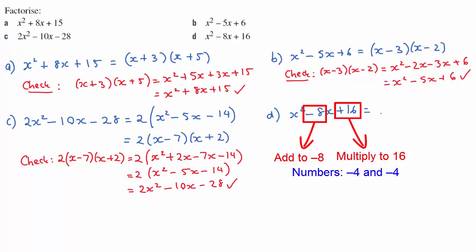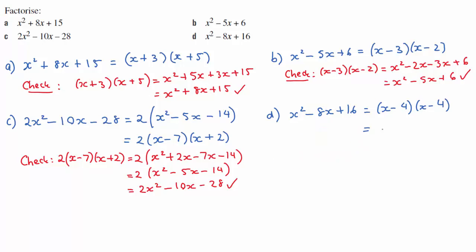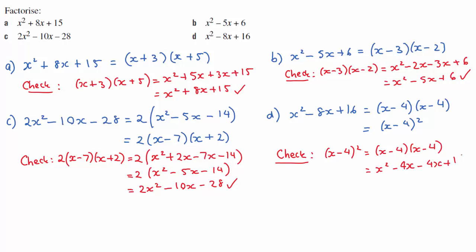So that is, we can write x minus 4 times x minus 4. Alternatively, we can write that as x minus 4 all squared, which is the more standard way to write it. Again, let's check to make sure our answer is correct. So x minus 4 times x minus 4, well, that's x squared minus 4x minus 4x plus 16. Combining our like terms here, we have x squared minus 8x plus 16, which is in fact what we wanted.